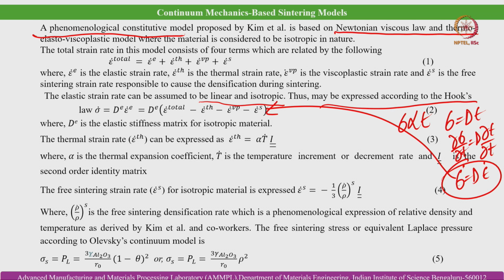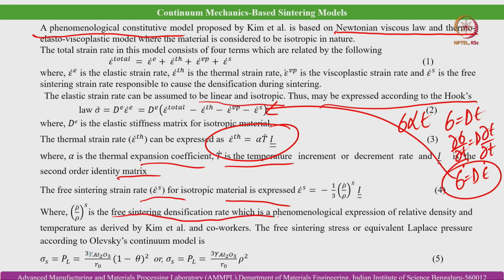The thermal strain rate epsilon dot Th can be expressed as epsilon dot Th is equal to alpha T dot times I, where alpha is the thermal expansion coefficient, T dot is the temperature increment or decrement rate, and I double bar is the second order identity matrix. And the free sintering strain rate epsilon dot S for an isotropic material is expressed as epsilon dot S is equal to minus 1 by 3 times rho dot by rho to the power S times I. So, I is the identity matrix, where rho dot by rho to the power S is the free sintering densification rate, which is a phenomenological expression of relative density and temperature as derived by Kim et al.